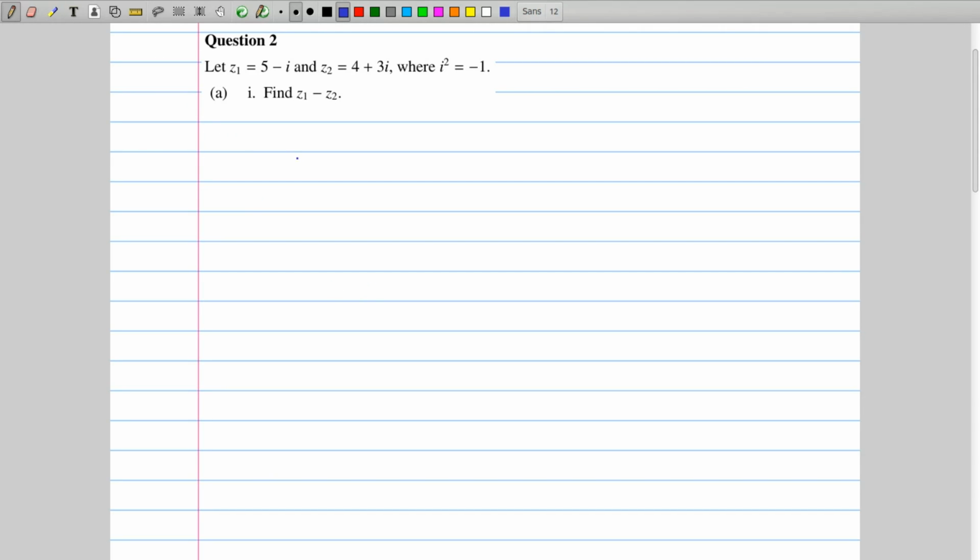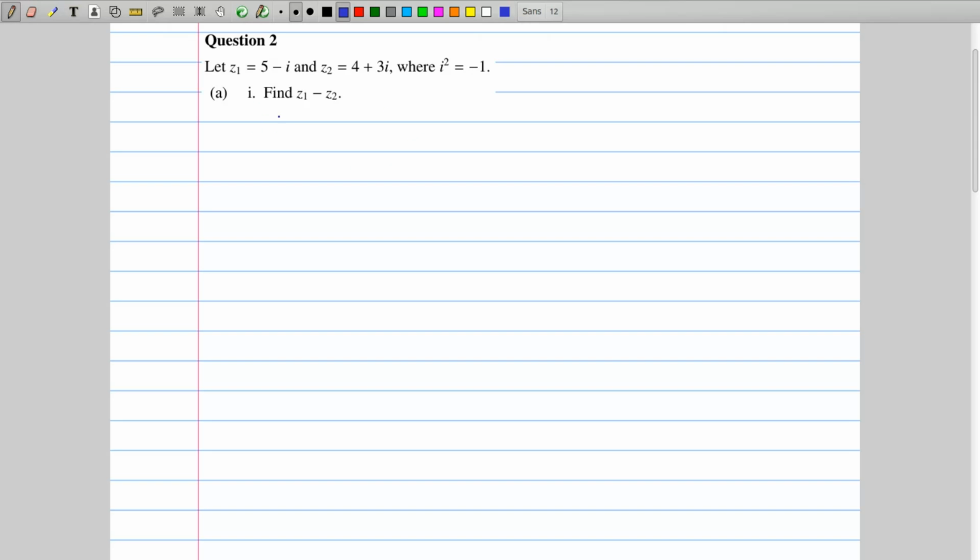I'm continuing the series on the 2014 ordinary level paper, and we're currently working on question 2, which is all about complex numbers. The very first part of this question gives you some complex numbers z1 and z2, and you're asked to find z1 minus z2.